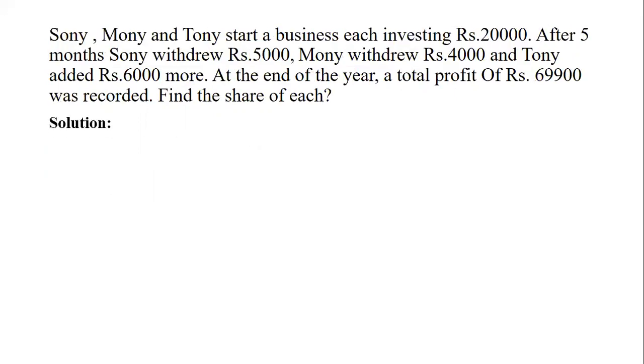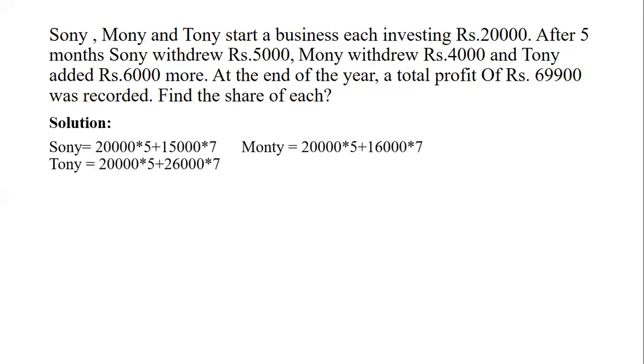So same way, Sony, Moni and Tony started a business by investing rupees 20,000 each. After 5 months, Sony withdrew rupees 5,000, Moni withdrew rupees 4,000, and Tony added 6,000 more. Okay, so now we'll just find out the amount.